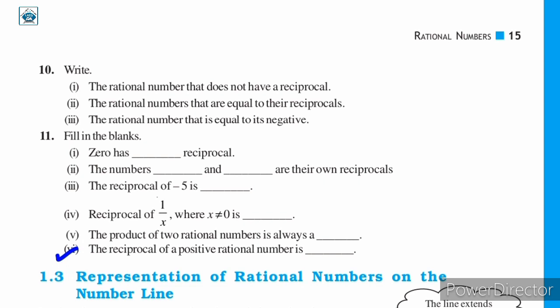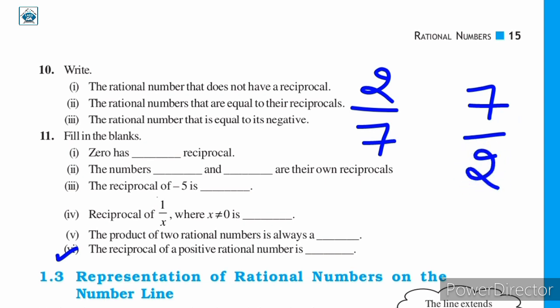Sixth, the reciprocal of a positive rational number is dash. Now consider any positive rational number 2 by 7. This is a positive rational number. So the reciprocal will be 7 by 2, which is again positive. But if this number was negative, then the reciprocal would also have been negative. But here, since it is a positive rational number, the reciprocal is also positive. So here, the reciprocal of a positive rational number is positive.